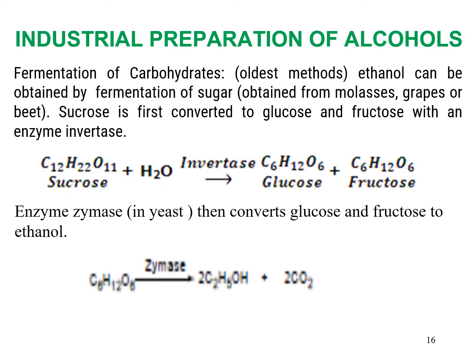Another method of obtaining alcohol, especially ethanol, is fermentation of carbohydrates. First of all, sucrose is converted to glucose and fructose using an enzyme called invertase. Then this glucose and fructose are converted to alcohol using an enzyme called zymase, which is available in yeast. So this is another ancient method of obtaining alcohol.